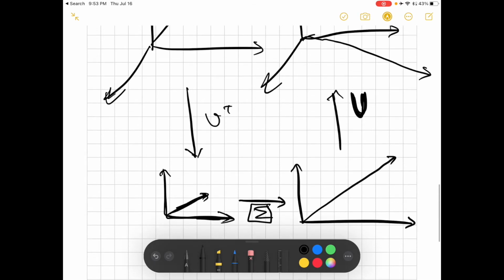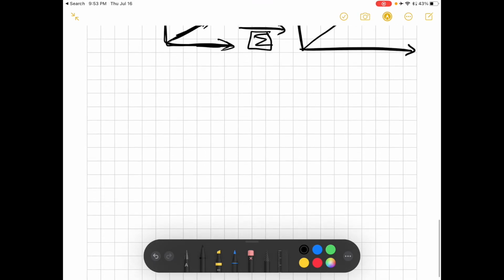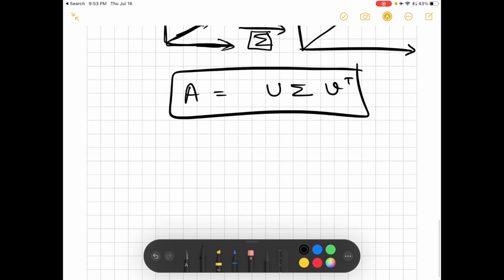So the sequence of these three steps when put together gives us U sigma V transpose, and it applies to a matrix of any size. Now the question arises how we can identify what should be the value of U, what should be the value of V, and what should be the value of sigma.